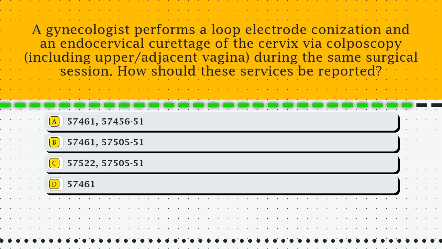Question 84. A gynecologist performs a loop electrode conization and an endocervical curettage of the cervix via colposcopy, including upper/adjacent vagina, during the same surgical session. How should these services be reported? Option A, 57461, 57456-51. Option B, 57461, 57505-51. Option C, 57522, 57505-51. Option D, 57461.